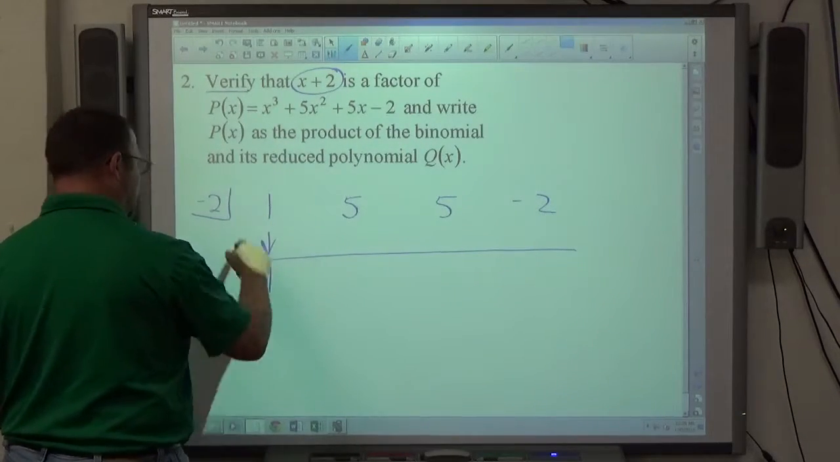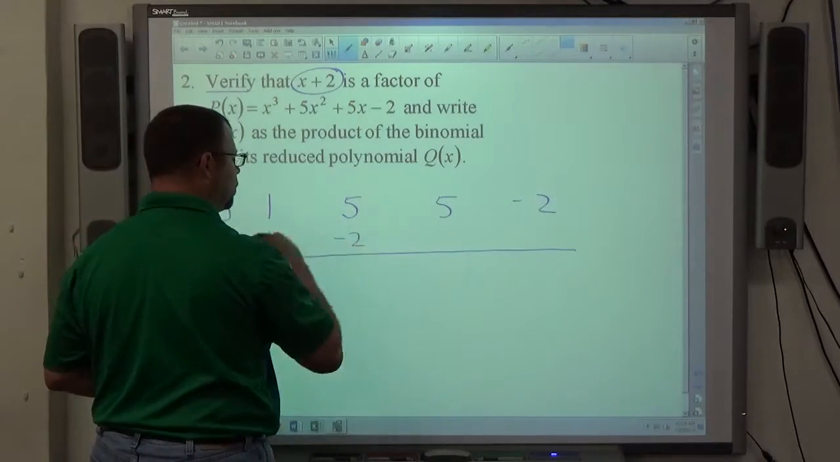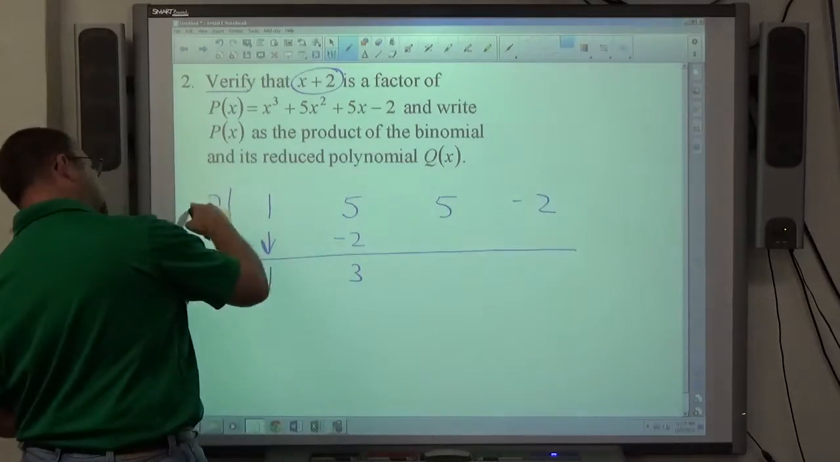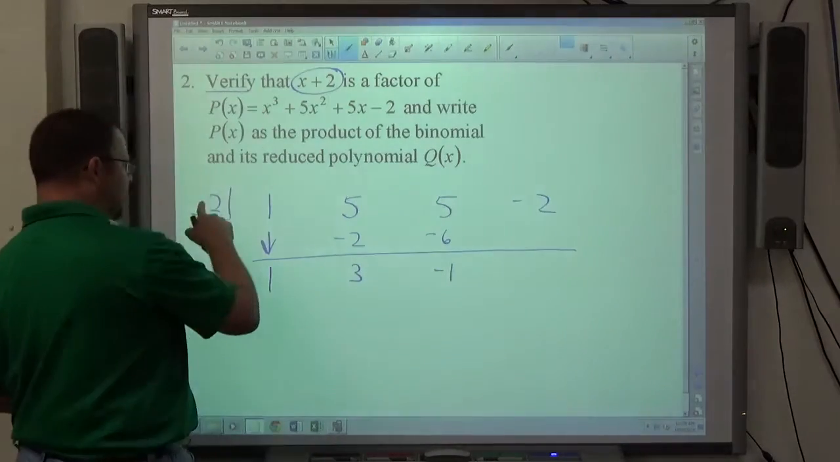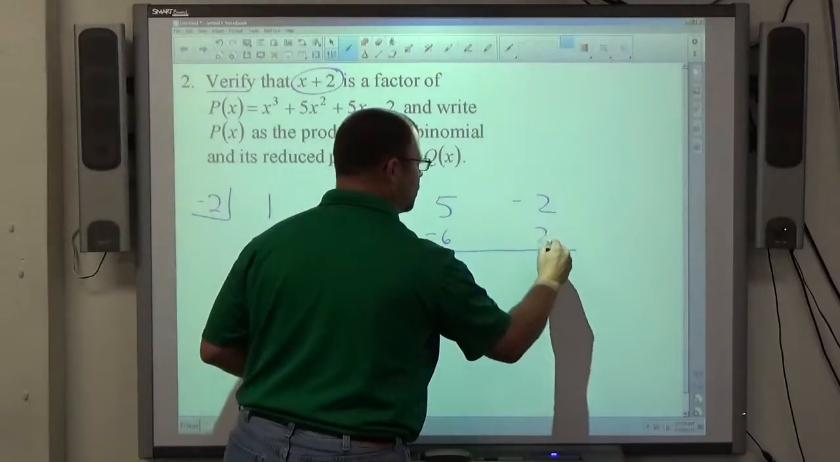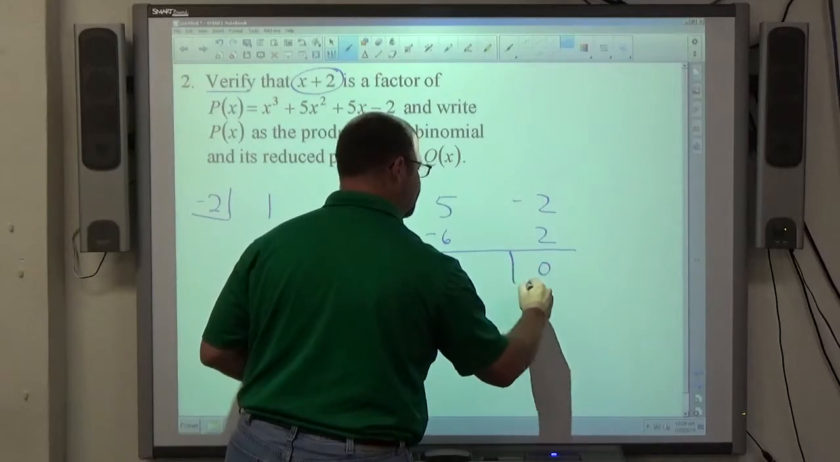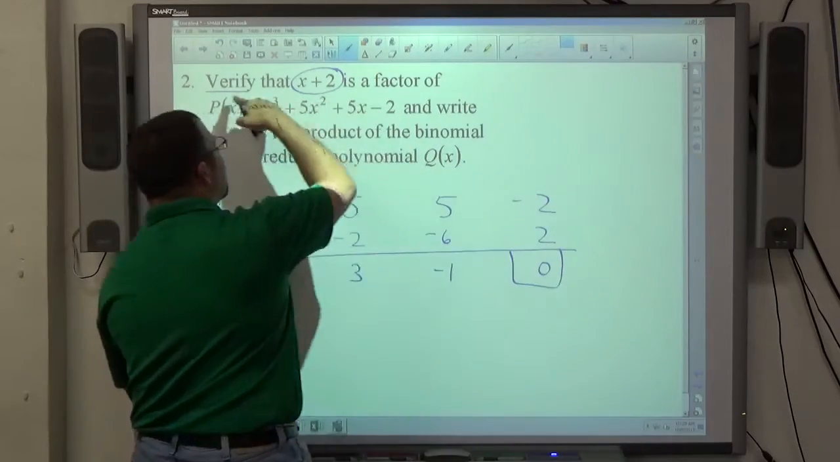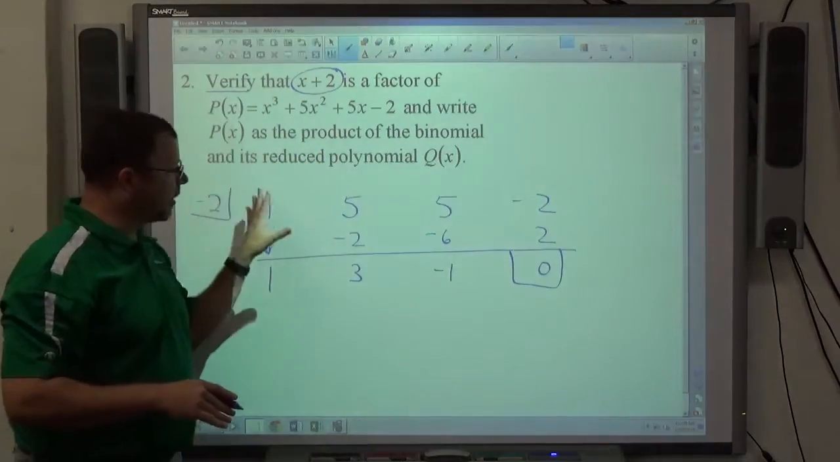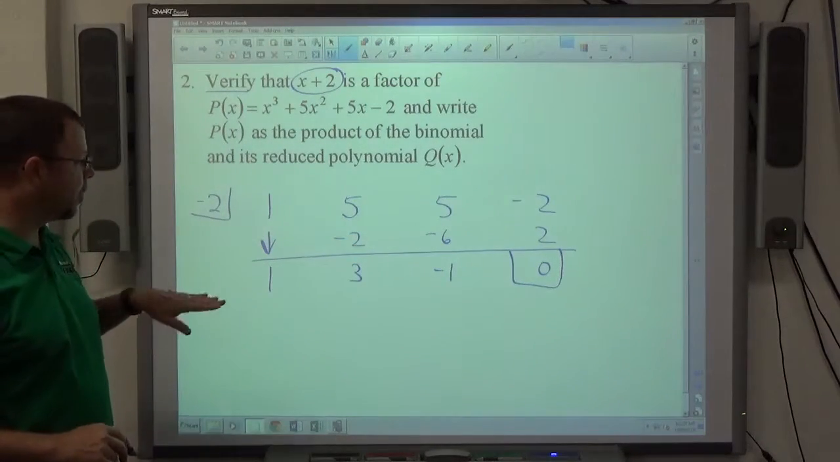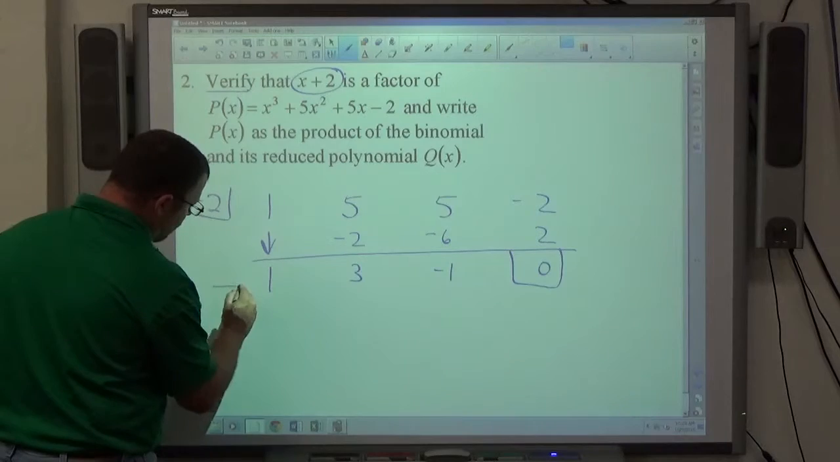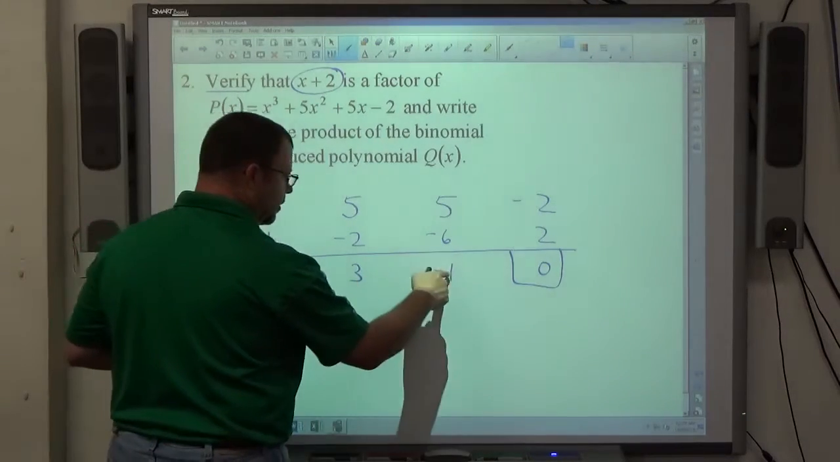Bring the 1 straight down. Negative 2 times 1 is negative 2. 5 minus 2 is 3. Negative 2 times 3 is negative 6. 5 minus 6 is negative 1. Negative 2 times negative 1 is positive 2. Negative 2 plus 2 is 0. Remainder of 0 verifies. So verification is synthetic division with remainder 0. Once we see that the remainder is 0, the reduced polynomial is 1x squared plus 3x minus 1.